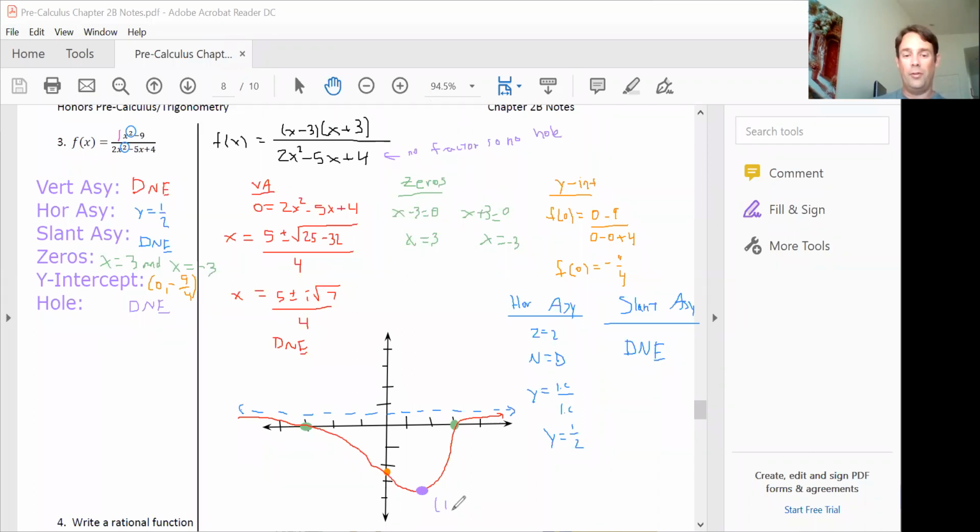I wouldn't know on my calculator to go find it, because this is a very weird looking graph. So imagine that this point right here is at negative 0.5981. And then that's how far down it goes.